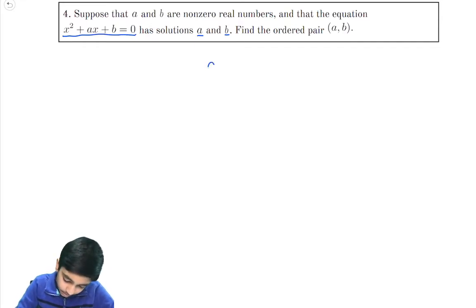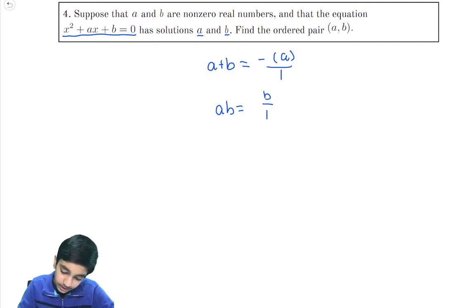So we have a quadratic that has two roots a and b, meaning that a plus b, the sum of the roots, is equal to negative a divided by 1 by Vieta's. And the product of the two solutions, ab, is b over 1 by Vieta's, or b. This is just negative a. So now we can see that ab is equal to b.